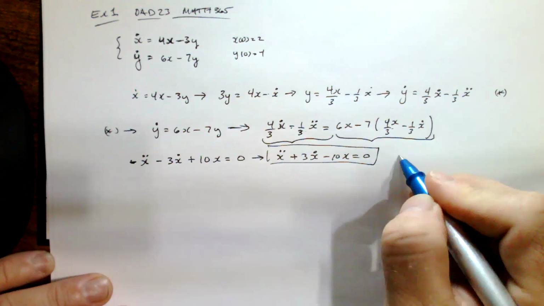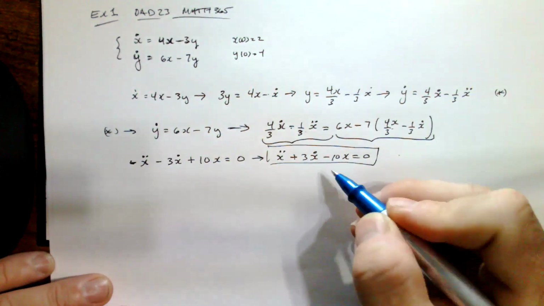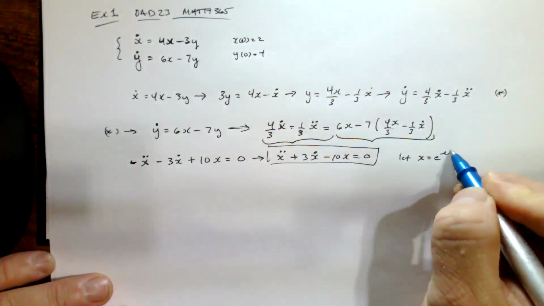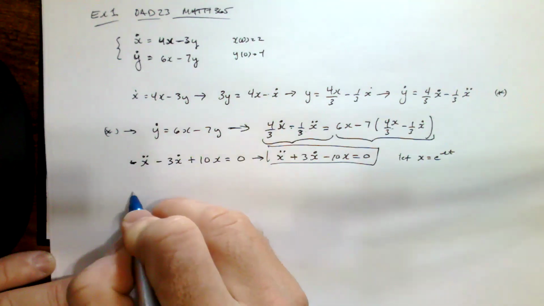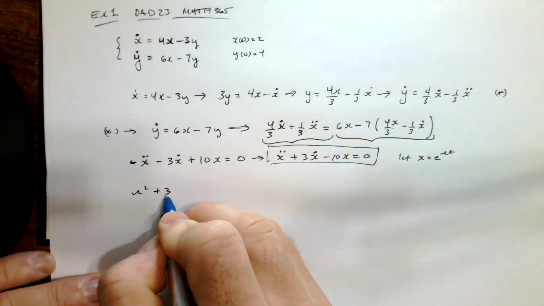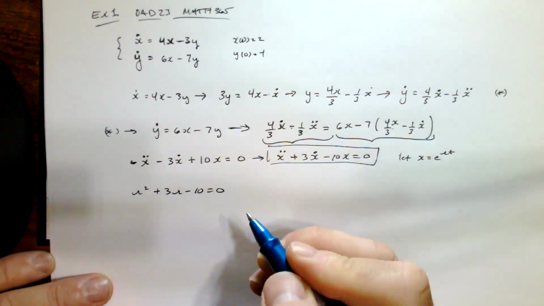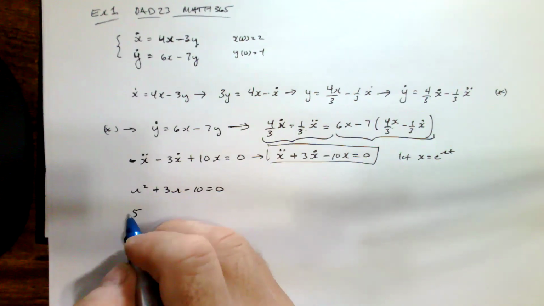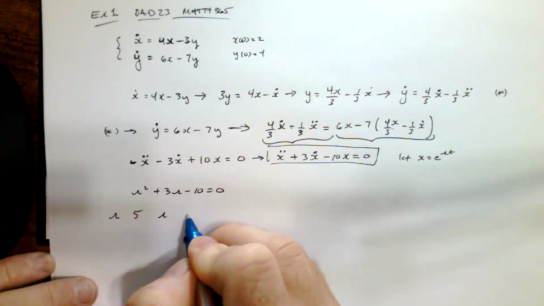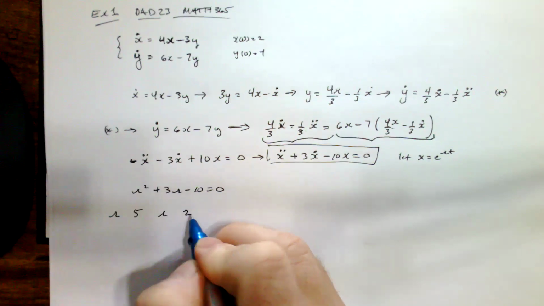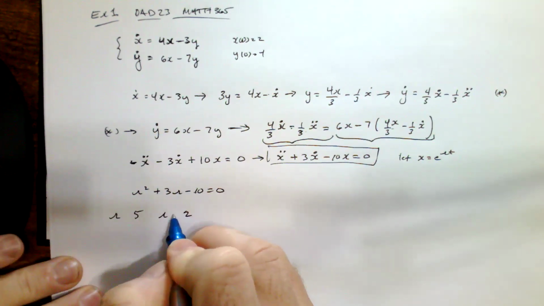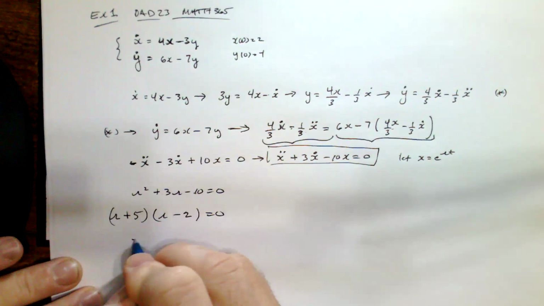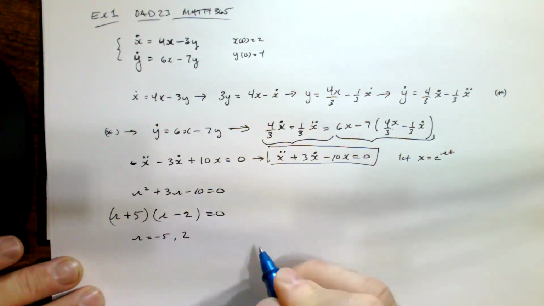To solve this, note that it is a second order linear differential equation with constant coefficients. So we can just let x equal e to the rt. If we plug that in, we get r squared plus 3r minus 10 equals 0. This factors with 5 and 2. The product is negative, so one has to be negative and one positive. So r is equal to negative 5 or positive 2.